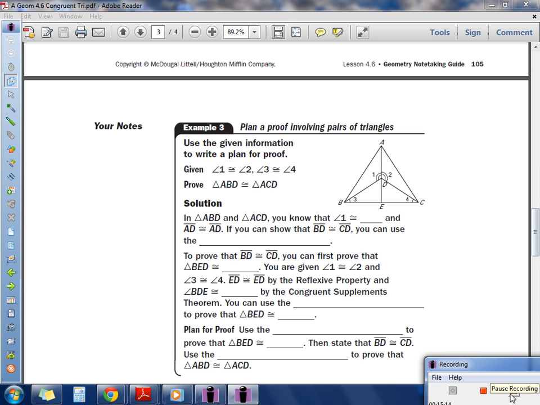On example 3, it says, write a plan for the proof. So that's kind of what we've been doing. We haven't been doing super formal proofs. We just mark the triangles, write the reasons out. So that's what we're going to be doing on this as well. But you got to pick the correct pieces. So I'm going to just focus on that picture, and I'm going to focus on what we're trying to prove.